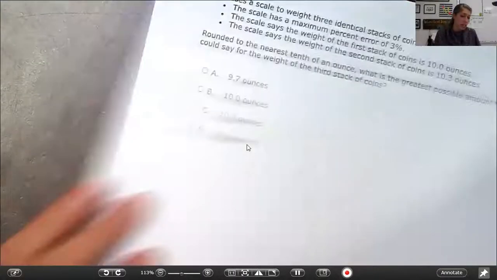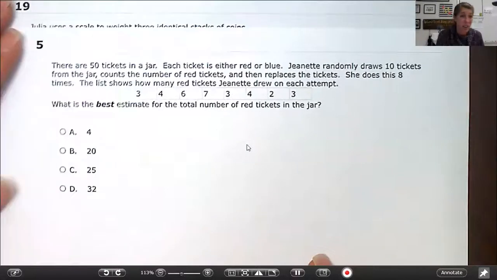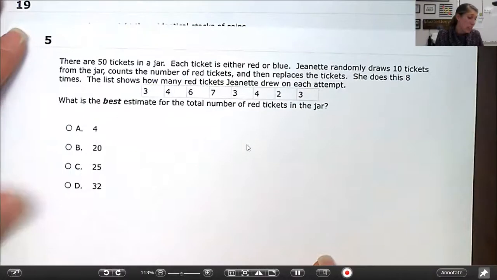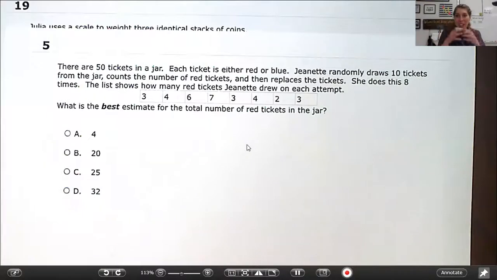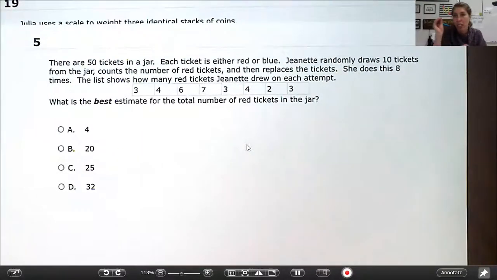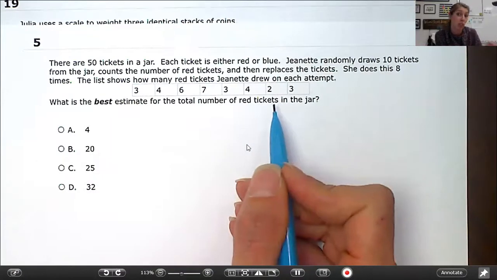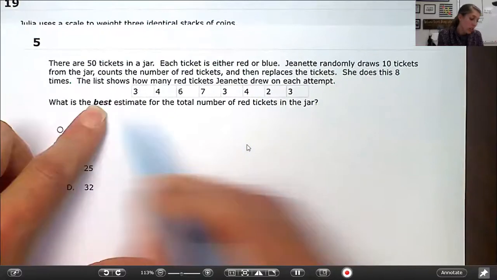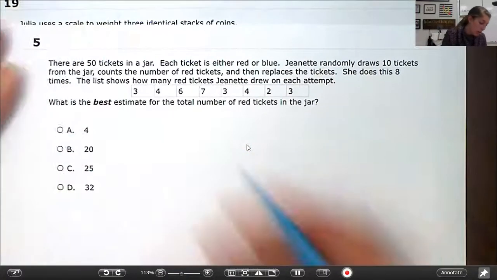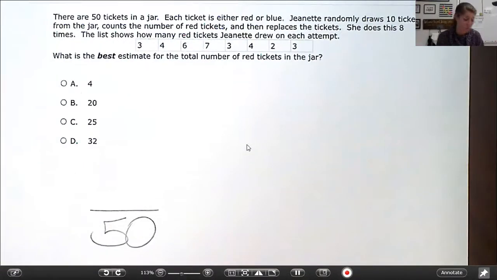The second one I noticed that was our heavy hitter was another probability one. It's almost like it's kind of probability plus skill a little bit at the same time. So I'll show you what I mean by that. So there are 50 tickets in the jar. She draws 10 out and she did that 8 times. And she recorded the number of reds that came out of those 10 that she drew. So the best total to get the estimates in the total jar, we need to know how many out of 50 do we expect to be red, right?